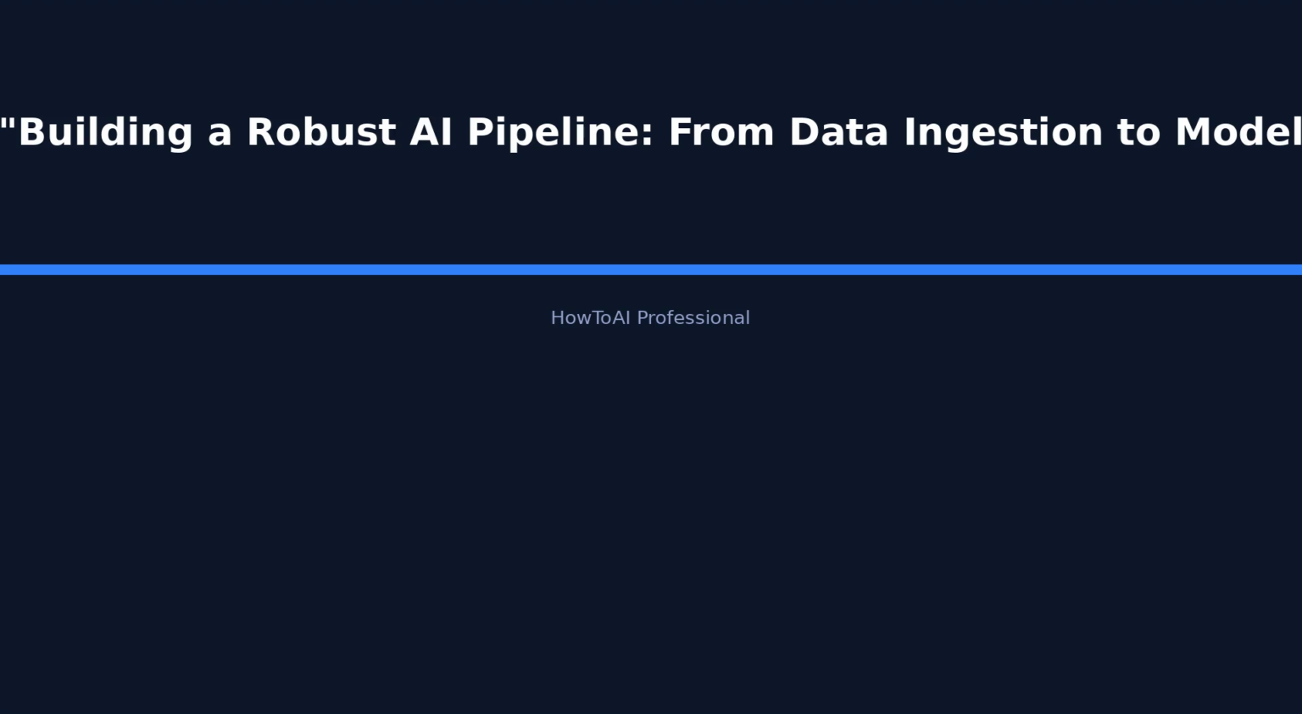Conclusion. In summary, building a robust AI pipeline is a multifaceted process that includes data ingestion, pre-processing, model training, validation, and deployment. Each of these steps is vital to ensure that your AI project is successful and can deliver valuable insights. By understanding the intricacies of each phase, you can build effective AI solutions that not only work but also adapt to the ever-changing landscape of data.